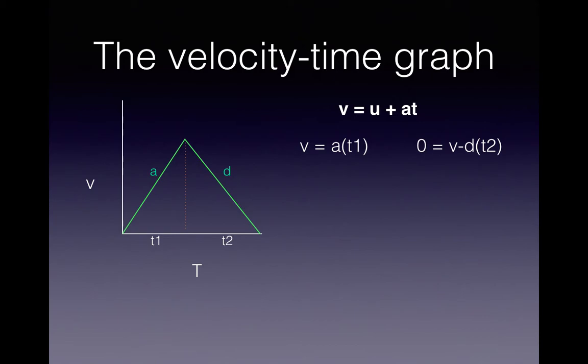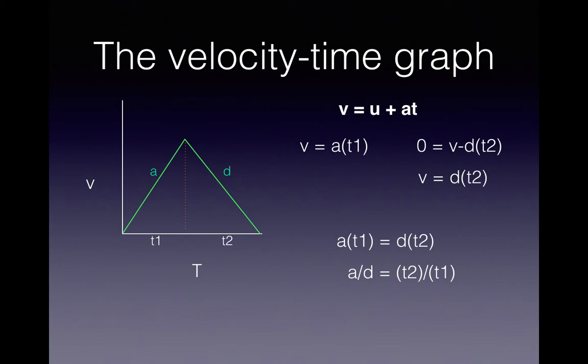Now, if I rearrange that formula, I get that, and because the V's are equal, I can equate both of those. Now I'm going to rearrange it as a fraction. So the acceleration divided by the deceleration is equal to T2 over T1. So the acceleration in the first section divided by the deceleration in the second section equals the time in the second section all over the time in the first section.